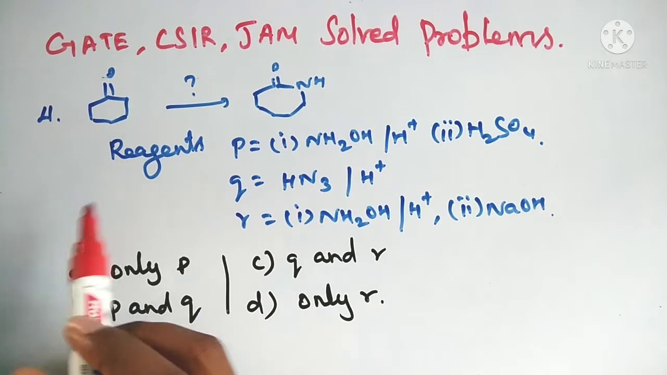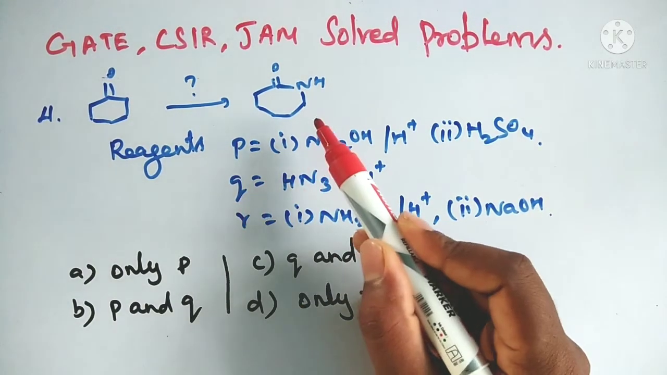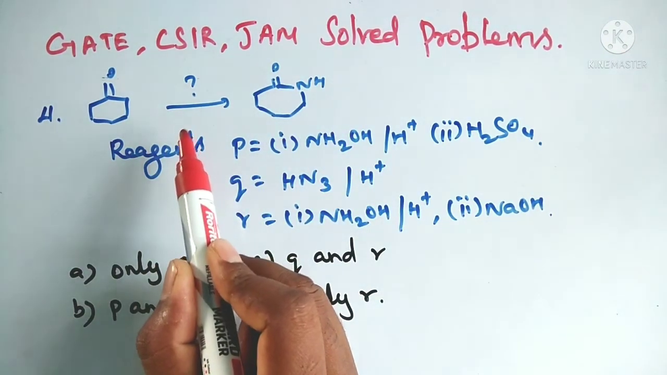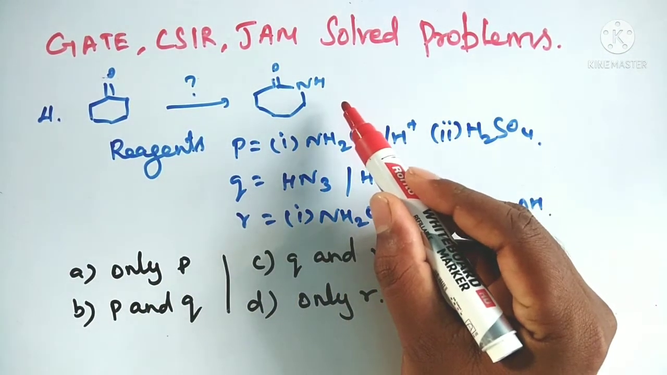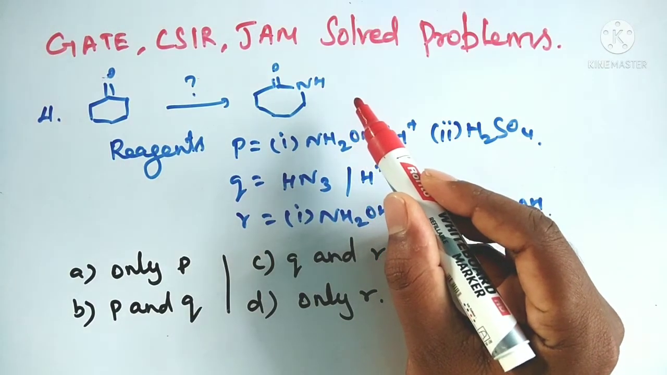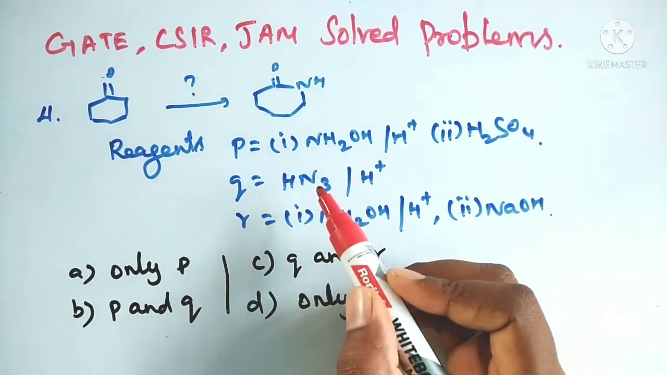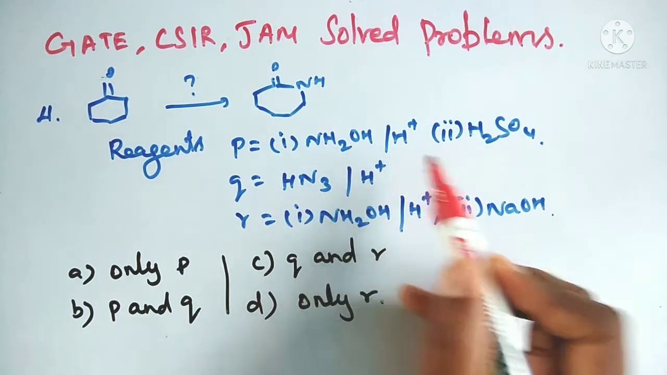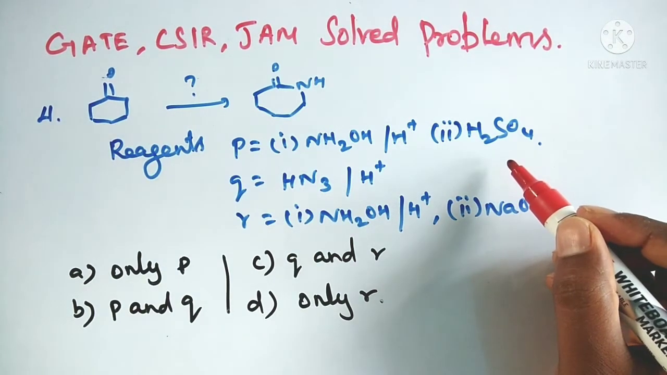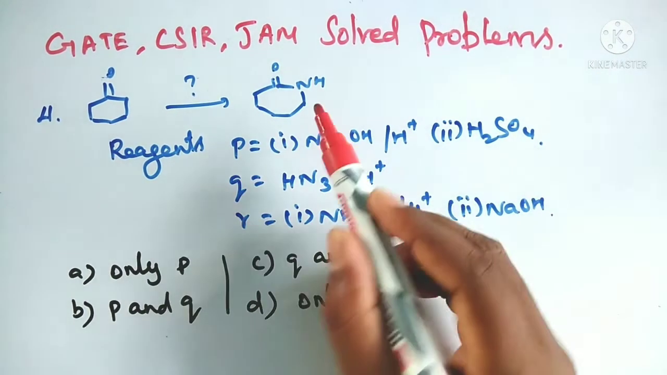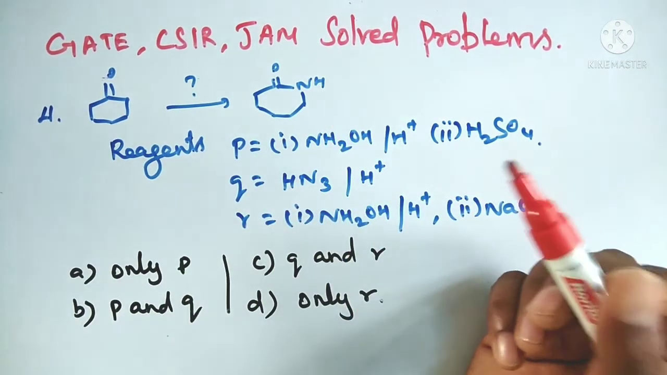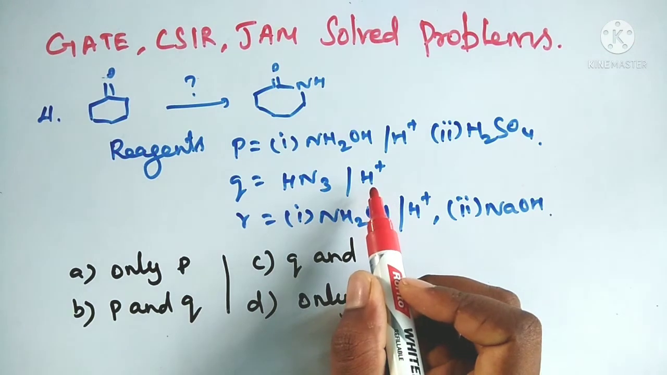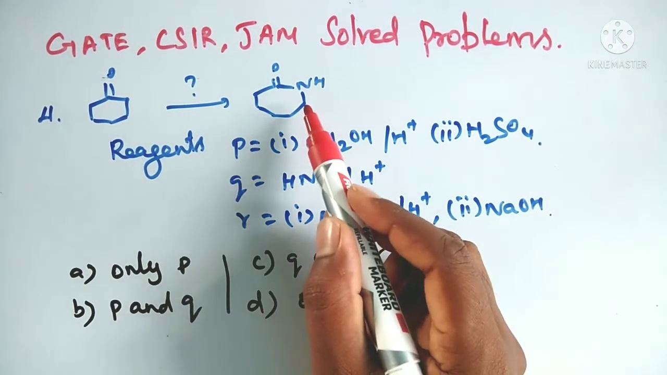The fourth question is cyclic ketone converted into caprolactam. What is the reagent? So caprolactam can be synthesized through two rearrangements. One is Schmidt, another one is Beckmann. So Beckmann rearrangement, what is the condition? Hydroxylamine, acid, and next step is acid. So it will give the caprolactam. The second one is Schmidt rearrangement. Hydrazoic acid, presence of acid condition will give the caprolactam.